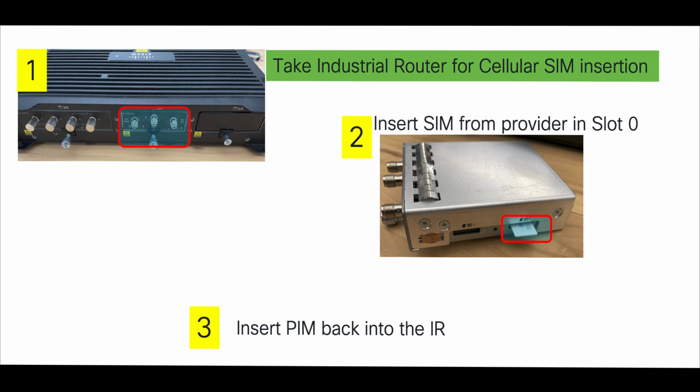Now, keep in mind that this can be either a private or a public provider or a private or public network. So you want to configure the APN beforehand. And in another series, we will take you through those details, not in this one, but you can also do that prior to configuring or onboarding the router. And once you've inserted the SIM, you can reinsert the cellular modem or the PIM, as we call it, back into the industrial router.